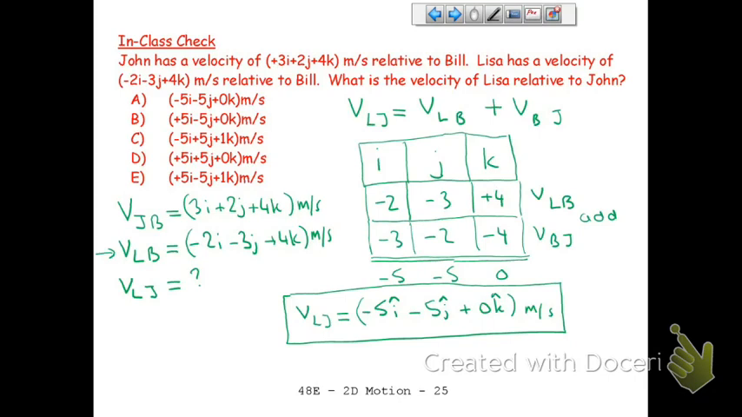Okay, cool. So there we have it. So nice little two-dimensional stuff. Let's stop it there.